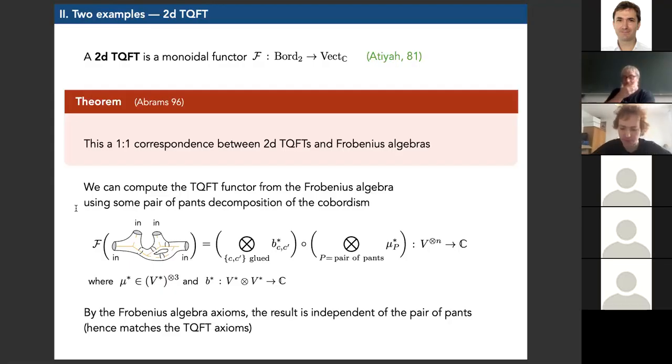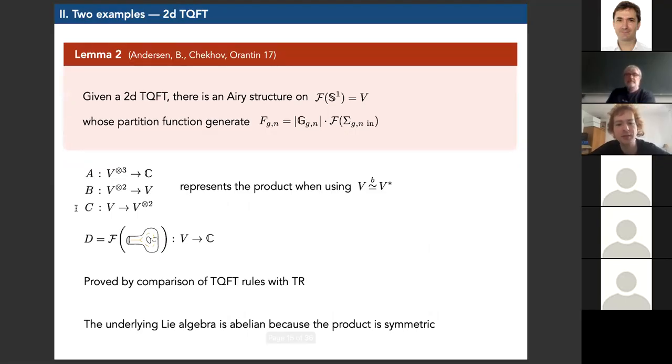So the relation with Airy structure is the following. You can compute from the data of the Frobenius algebra these TQFT functors as the partition function of an Airy structure. So it would be an Airy structure on the Frobenius algebra itself, V. You have to put some A, B, C inside these differential operators. And you can take all of them, so they depend on 3 indices. So you can just take all of them to represent the product. Again, up to identification of V and V star.